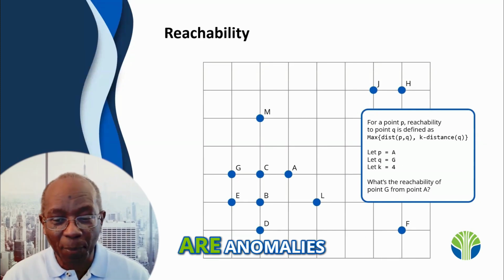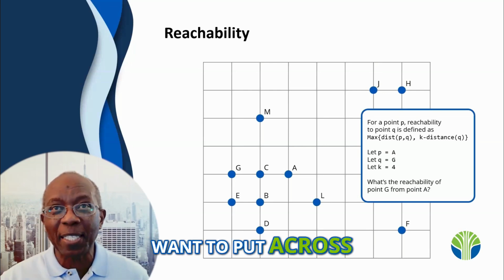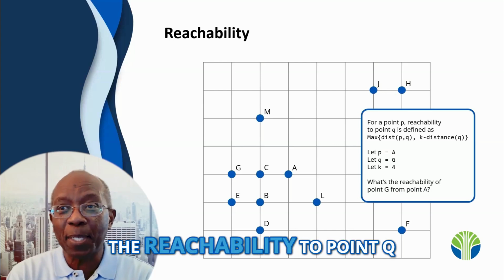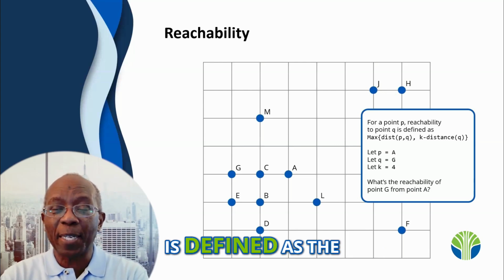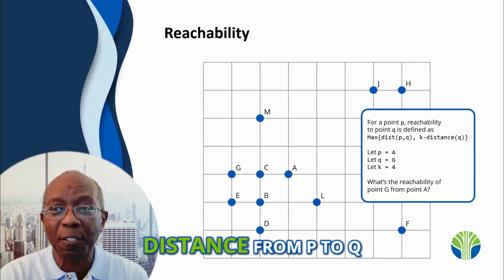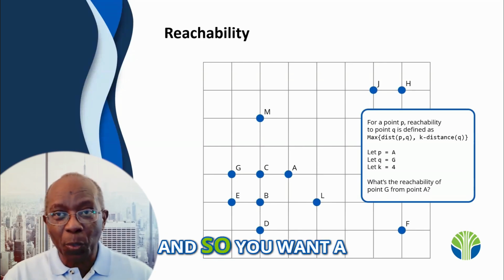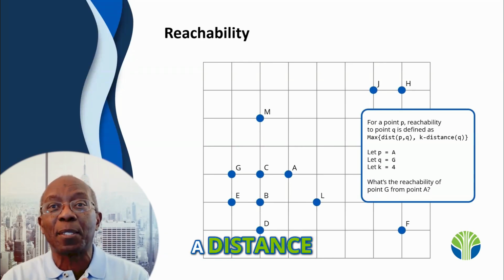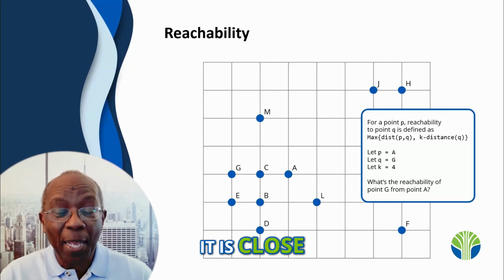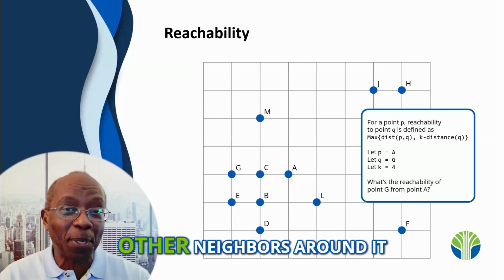Okay, so now let's go back to the business of doing a clustering type algorithm to figure out which of our points are anomalies. And the concept that I want to put across next is the idea of reachability. If you have a point P, the reachability to point Q is defined as the maximum of 2 things: the distance from P to Q and the k distance of Q. And so you want the normal distance to be small, to say that, okay, it is close. And you want its k distance to be small, meaning it does have other neighbors around it.